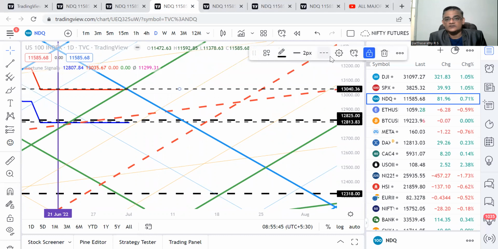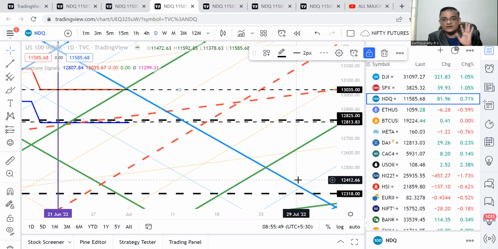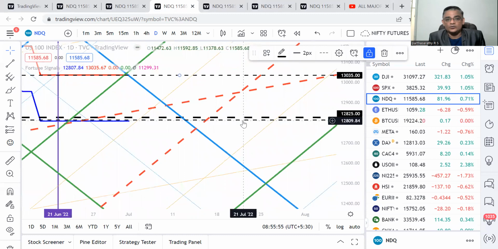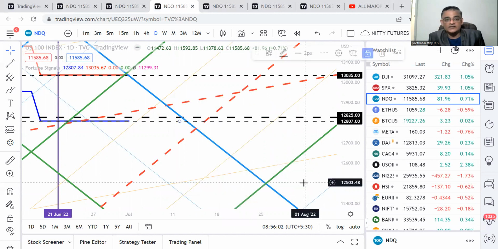Okay, we can take it this way: 13,035. All this I'm giving just by taking the fortune signals numbers. This is derived fully. So now I don't need to do a lot of work after doing pitchfork and all that. Everything is designed already in my system.